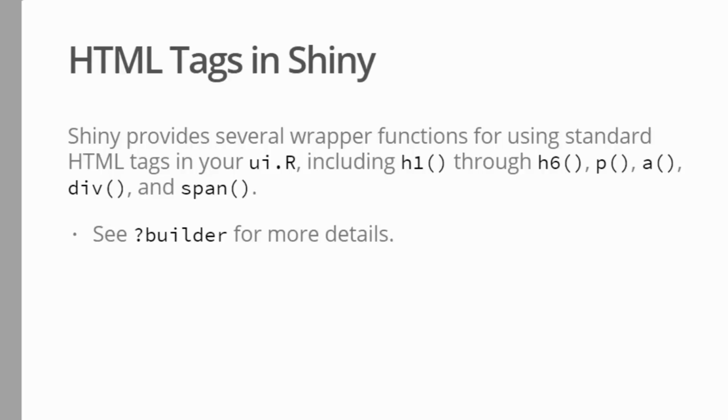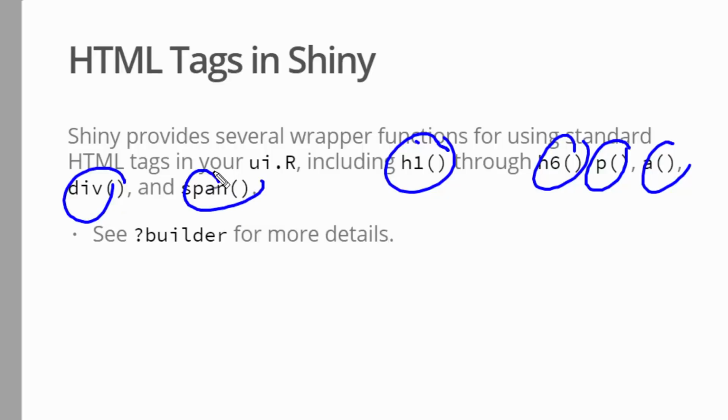So remember that when we're building our Shiny app, at least when we're using the default workflow, we're going to be using R to put in our HTML elements. All of the really standard HTML tags exist in Shiny. You have all the heading tags, H1 through H6, the p, hrefs, divs, and spans, and all the most common ones. If you do question mark builder, it'll give a complete list of all the various HTML tags you can use.